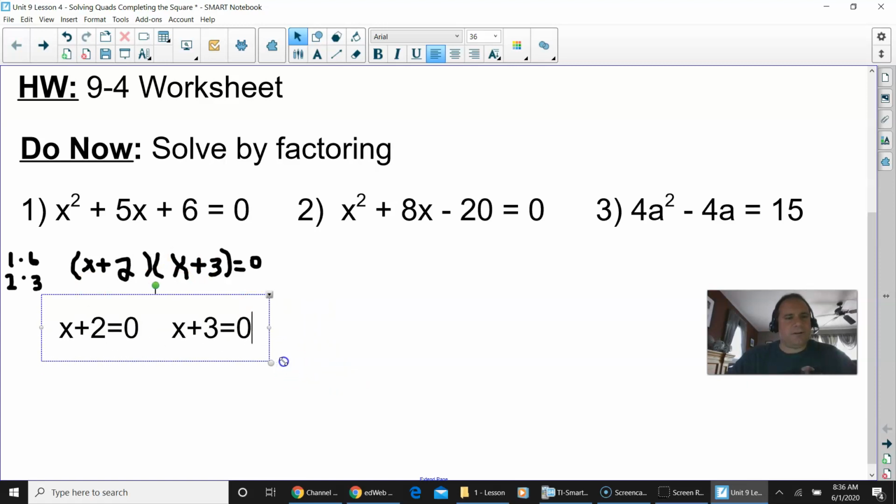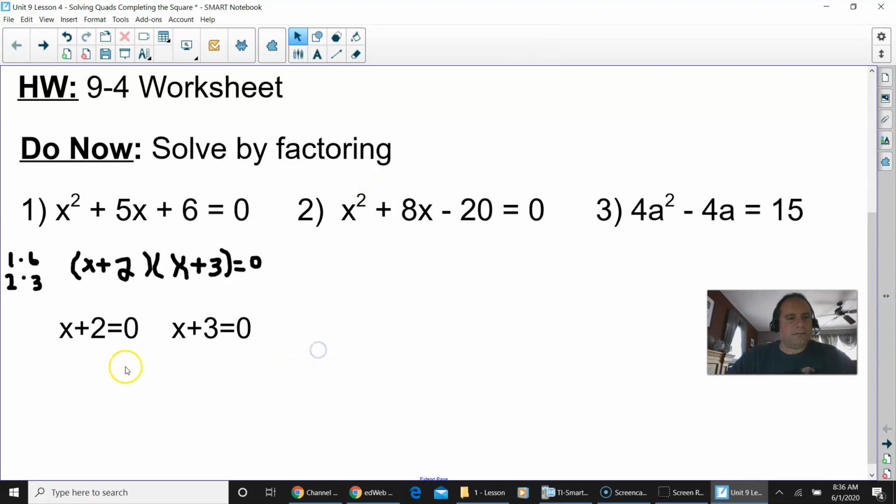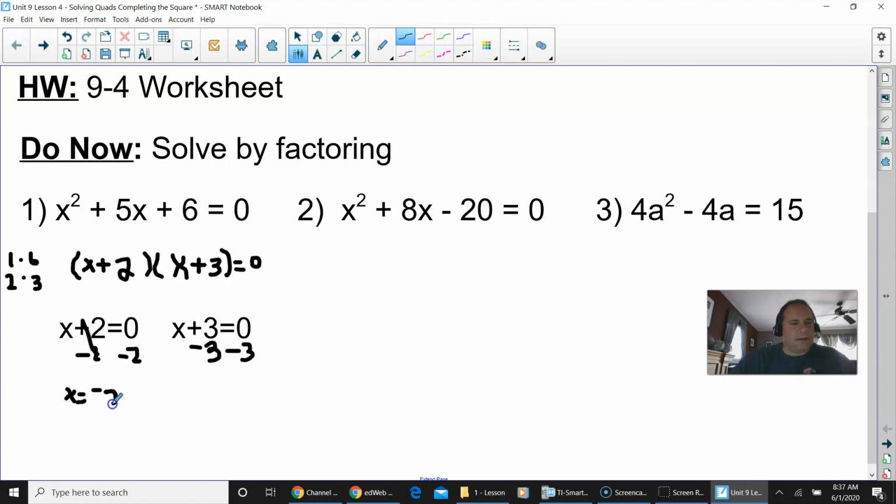A lot of people do put a line in the middle. You don't have to. It's okay if you don't. You subtract, you solve each equation. This is algebraically, and this is exactly what we want to see as the work. So this cancels, and x equals -2, and x equals -3. You could put an or in the middle of there, and that's completely solving.